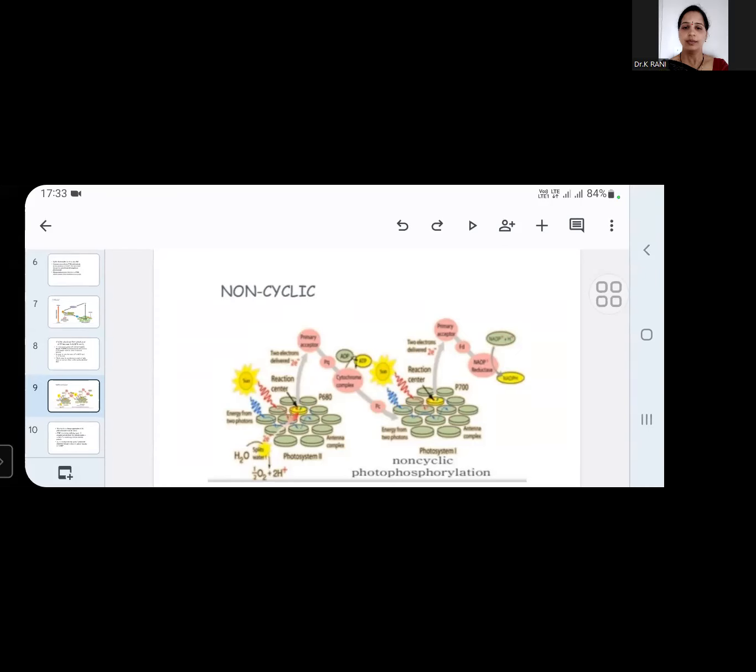In cyclic, wherever it starts, it ends at the same point, but in non-cyclic it involves the two systems, PS1 and PS2 both. Drawing this scheme on the redox scale gives rise to the letter Z, or a reversed N, and hence the scheme is often known as the Z scheme. The process begins with the absorption of light energy by the light harvesting complex.